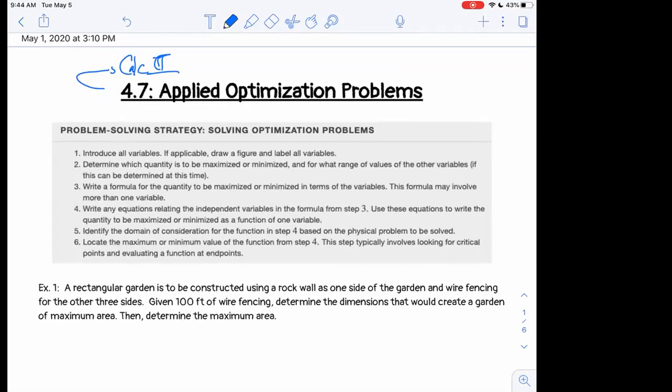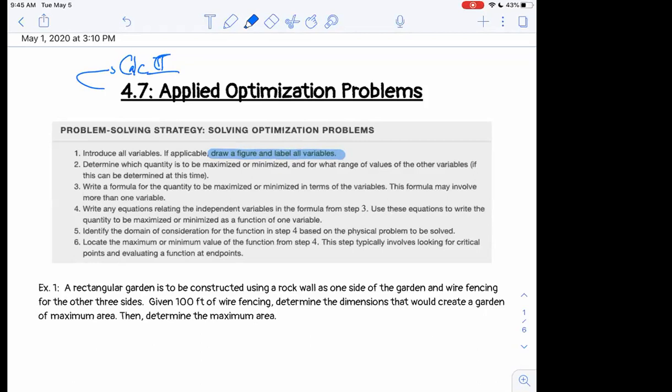All right, so let's read through the problem-solving strategies here, and I'm going to follow them loosely, but I'll try and make my steps explicit. And again, I encourage you to ask questions as we're going along. So, step 1, they say introduce all variables. If applicable, draw a figure and label all variables. Now, I am really big into this part, drawing a figure and labeling all the variables, because I'm definitely a visual learner. And so seeing what it looks like helps me figure out which equations I might need, what information I have, and what information I need.